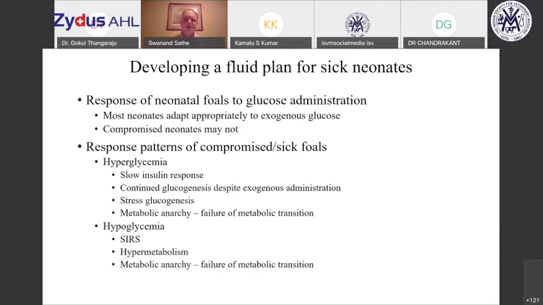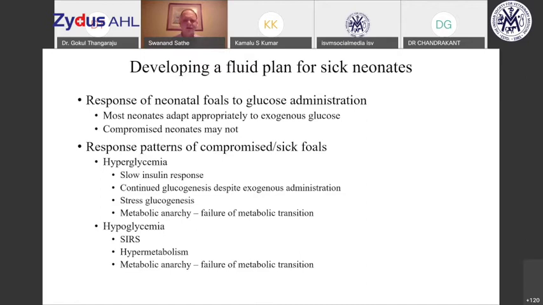Hyperglycemia in sick foals is usually due to a slow insulin response. Most of these foals do not have insulin deficiency. They just have a slow metabolic response to the glucose that you're infusing. Some of these foals also continue to undergo gluconeogenesis, so the liver will constantly pump out glucose despite exogenous administration of glucose. And this usually happens in dysmature, premature or sick foals because their metabolism really has not caught up to this exogenous source of glucose that's been supplemented to them.